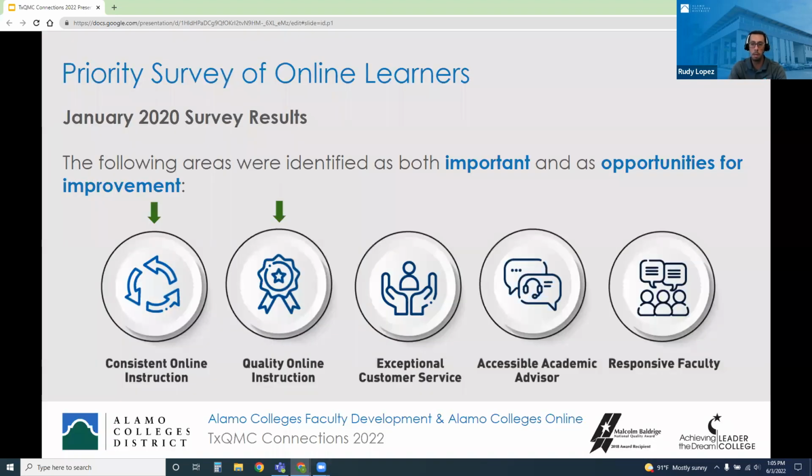One example is a priority of online learners survey, where we pulled information in 2020. What we found was that students identified two things that were important and opportunities for improvement. Those two things were consistent online instruction and quality online instruction. I highlight those two things because they really inform both of our teams: the faculty development department, which Dr. Myatt works in, and Alamo Colleges Online, which I work in.